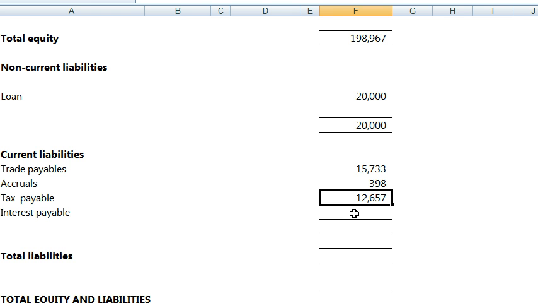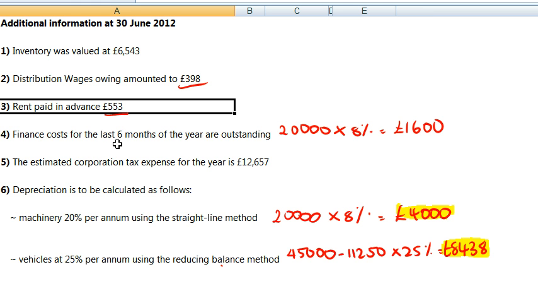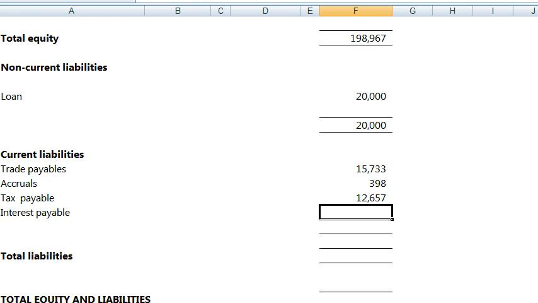Put it in. Now, this is the one you need to be careful of. If you look at the adjustments, it says finance costs for the last 6 months of the year outstanding. Now, remember I said calculate whatever 12 months is, but when it comes to doing the balance sheet, you've got to bear in mind that only 6 months of the total is outstanding. So what we want in the balance sheet is 6 months or half a year's interest, which is 800. So if I write here half of 1,600, be careful. Add that up, you should get 29,588.